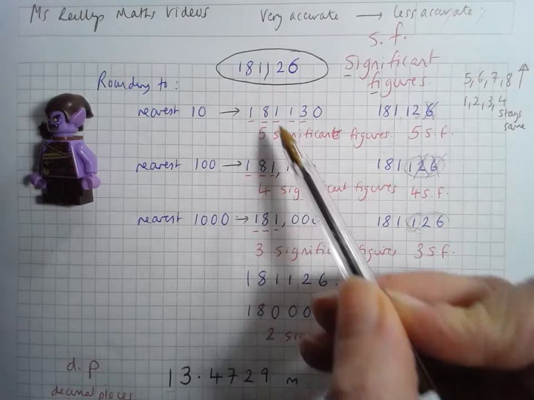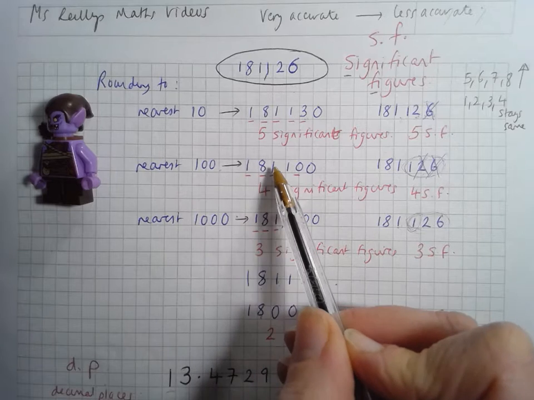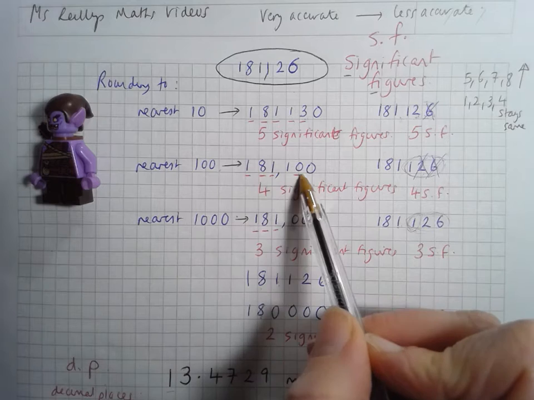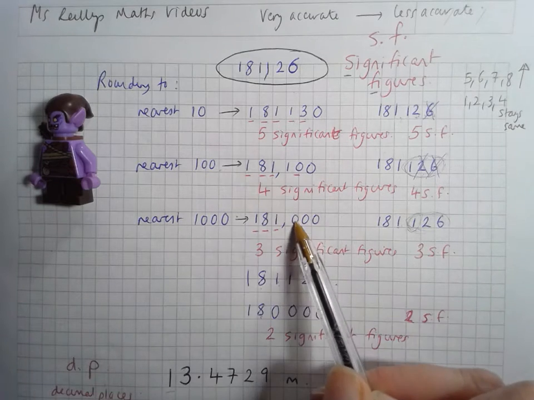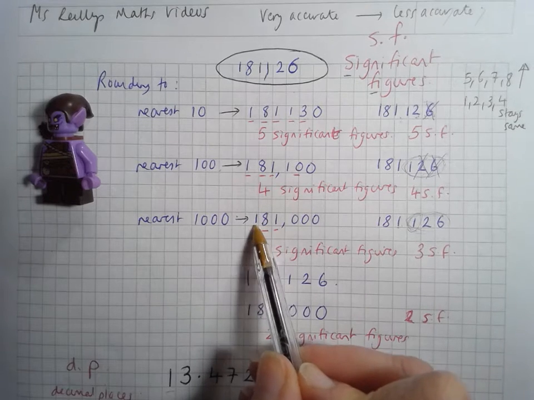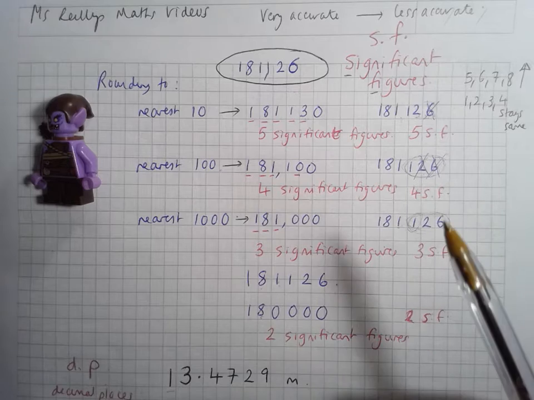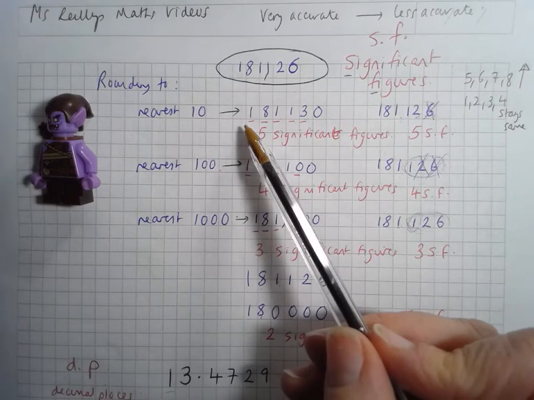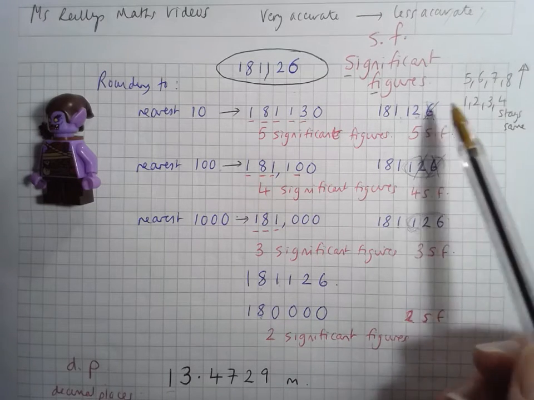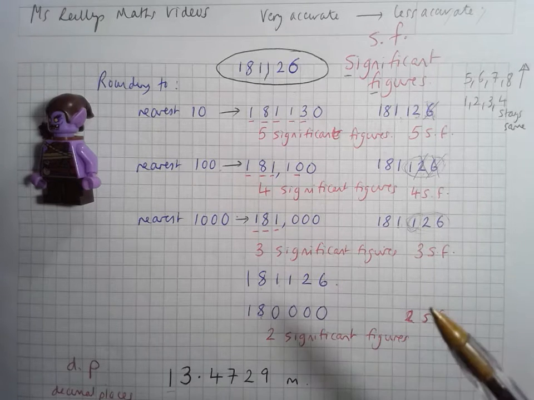These 2 zeros here, this is 4 significant figures, 1, 2, 3, 4. These 2 zeros here make sure it keeps its value of around 181,000. These 3 zeros keep the value of 181,000, and yet we only have 1, 2, 3 significant figures. So as you can see, the significant figures count from left to right, and when we lose a number like a 6, or we lose a 26, or we lose 126, we fill in those spaces with zeros.